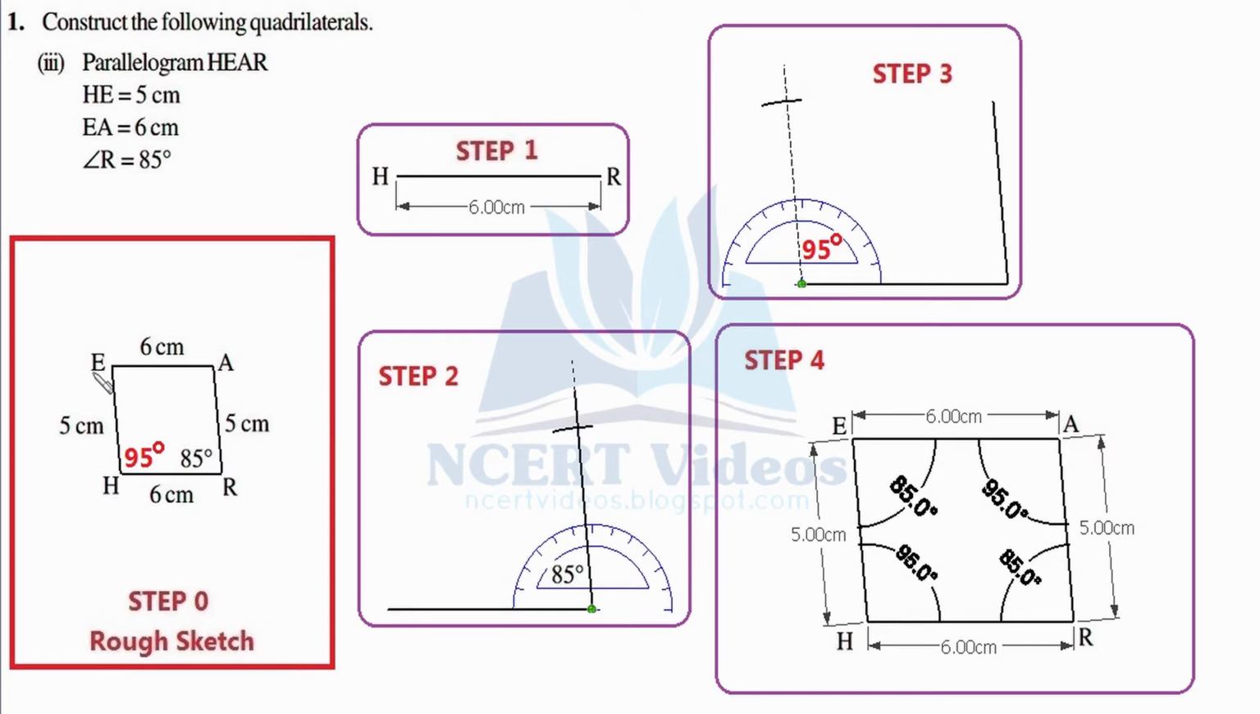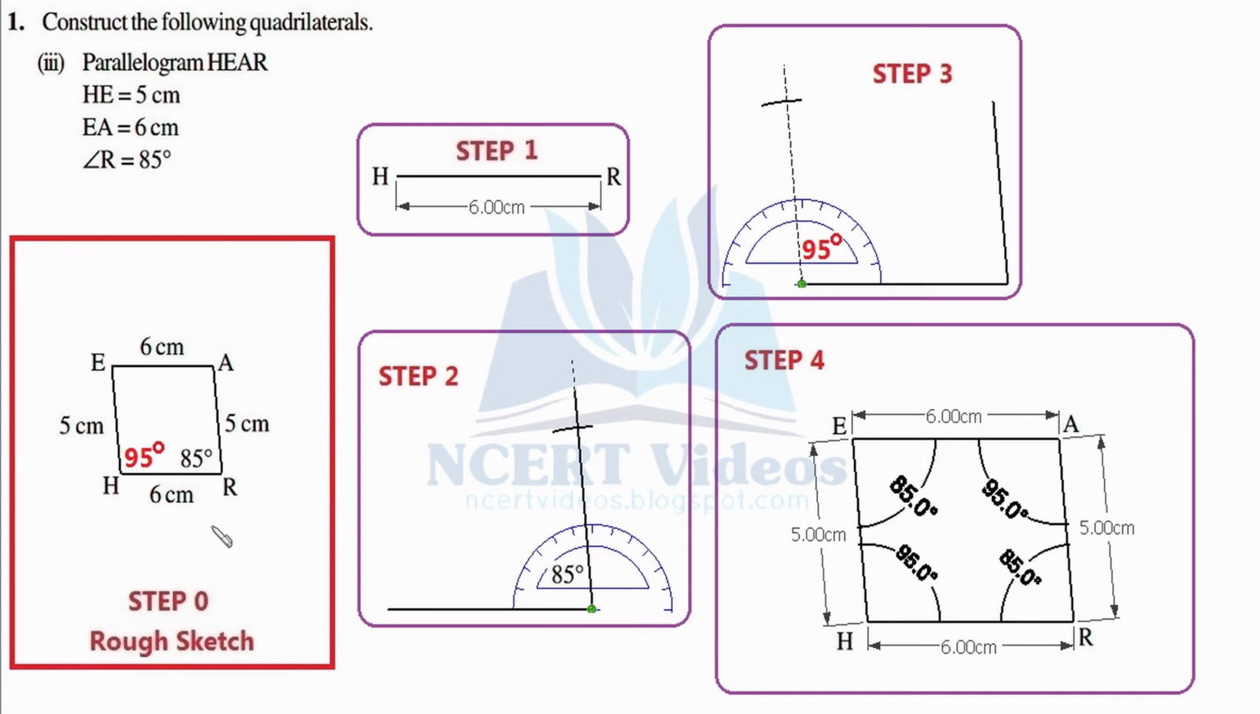Since we know the measurement of EA is equal to 6 cm, then measurement of HR should also be equal to 6 cm, because we are constructing parallelogram and we know through the properties of parallelogram that opposite sides are parallel and equal to each other. So we approximately constructed line segment HR and marked down as 6 cm because it is equal to measurement of line segment EA. Now we know at angle R, 85 degrees should be constructed. 90 degree is perpendicular like this, 85 degrees will be somewhat tilted.